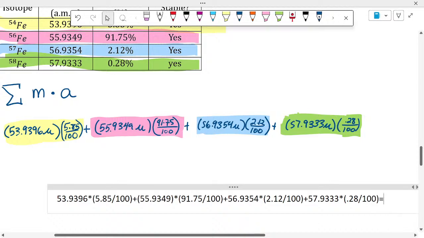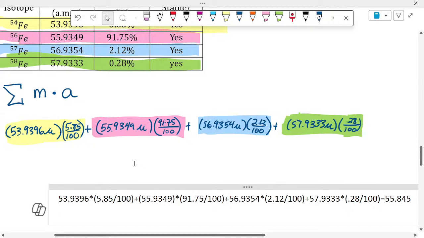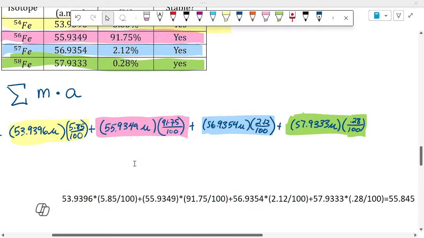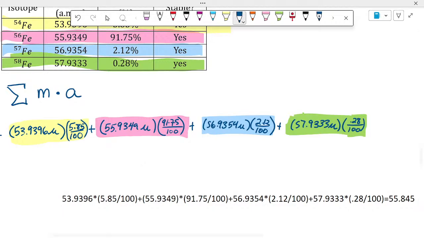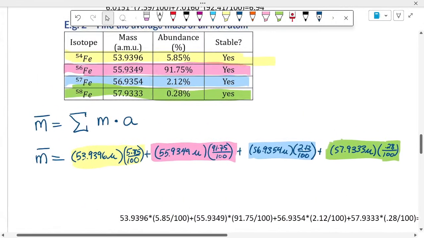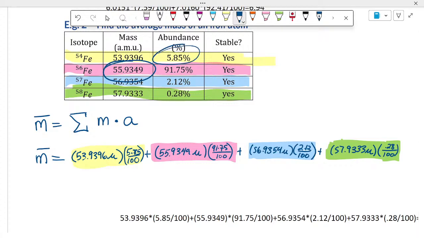And when we do that, what do we get? 55.845. How's that compare to what the periodic table tells us? Matches. Good. That's a good indication we did it right. But just as importantly, it's closest to this one and a little bit below it, which makes sense because the second most common one is below it, not above it, right? Does that make sense? Our number makes sense. It's good. We did good math.